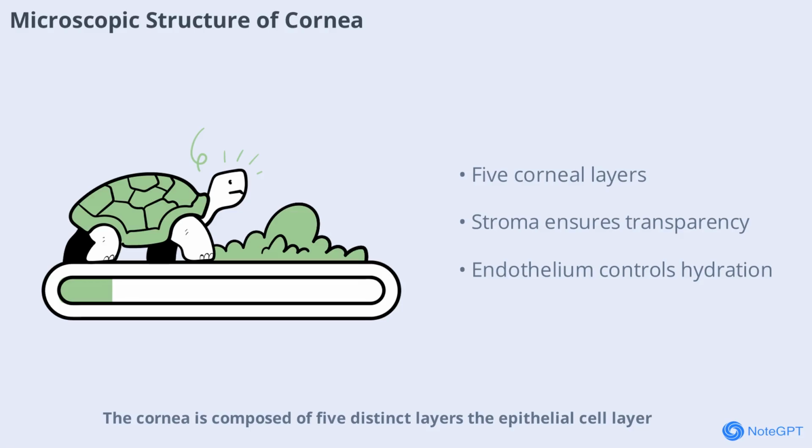The cornea is composed of 5 distinct layers: the epithelial cell layer, Bowman's membrane, substantia propria, stroma, Descemet's membrane, and the endothelial cell layer. Each layer has a specialized function. The epithelium protects and regenerates quickly, while Bowman's membrane provides strength but does not regenerate if damaged. The stroma is the thickest layer, maintaining transparency through its regular arrangement. Descemet's membrane is elastic and strong, and the endothelium regulates hydration, crucial for corneal clarity.